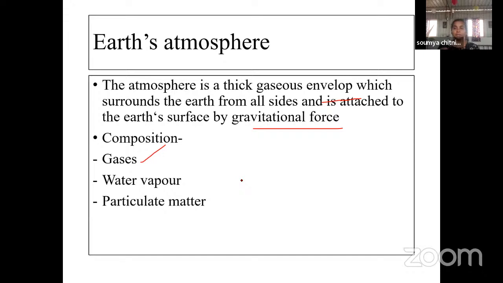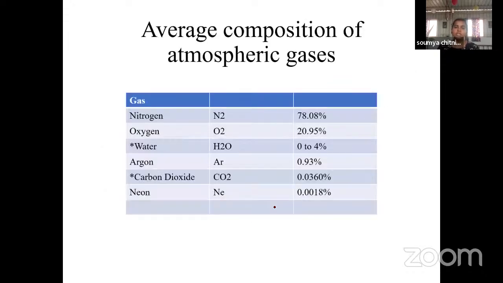So in 99% of the atmosphere, we usually find two gases, right? Nitrogen and oxygen. In the remaining 1%, we find all other small gases, like hydrogen, helium, xenon, but most of the atmospheric gases are comprised of these two gases, nitrogen and oxygen. And apart from gases we have water vapor and particulate matter. So we shall discuss those.